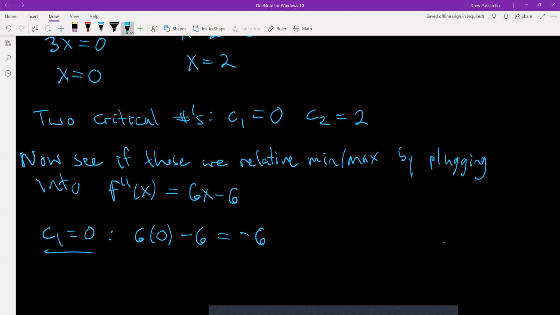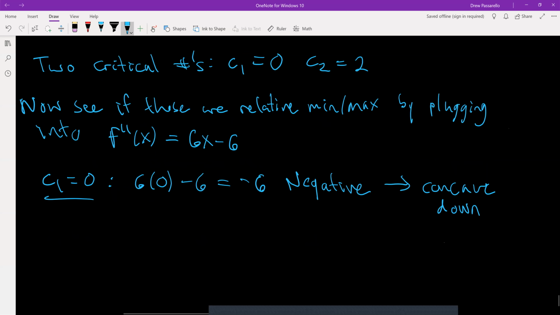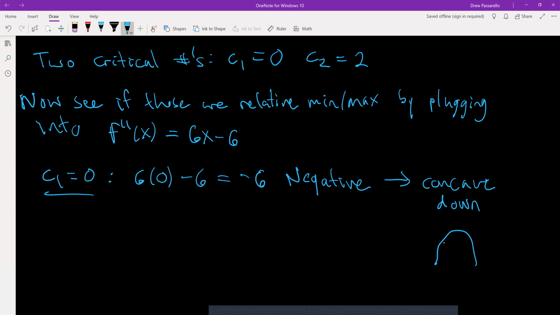Now the negative 6, the value itself doesn't matter, it's the sign. And since this is negative, we know the graph's going to be concave down. And if it's concave down, it's going to be a relative max. All right, so that max occurs at 0. So relative max at C1 equals 0.